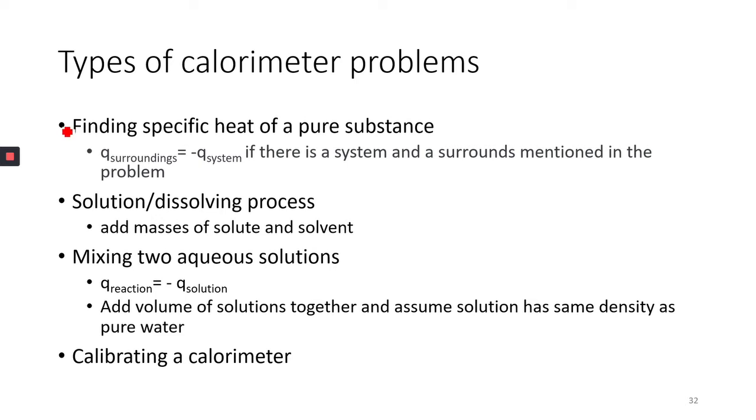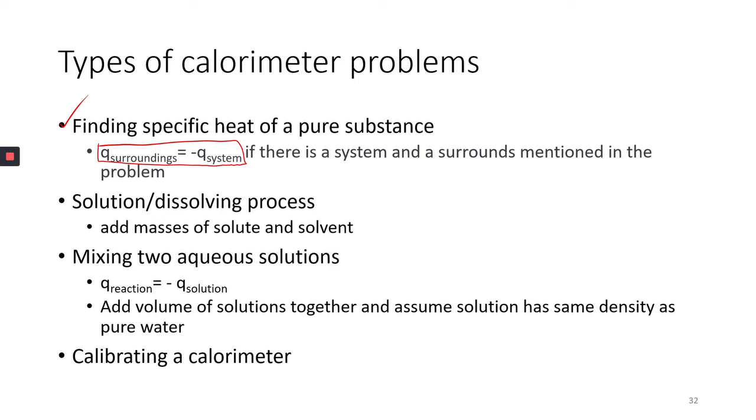One where you're finding the specific heat of a pure substance, okay? And that could be really simple where they just say you heat the substance and you can calculate Q from that. But if you're using it in a calorimeter and the water in the calorimeter is absorbing the heat, then you need to use Q of the surrounding equals negative Q of the system. So that's only if there is a system and a surrounding mentioned, okay?